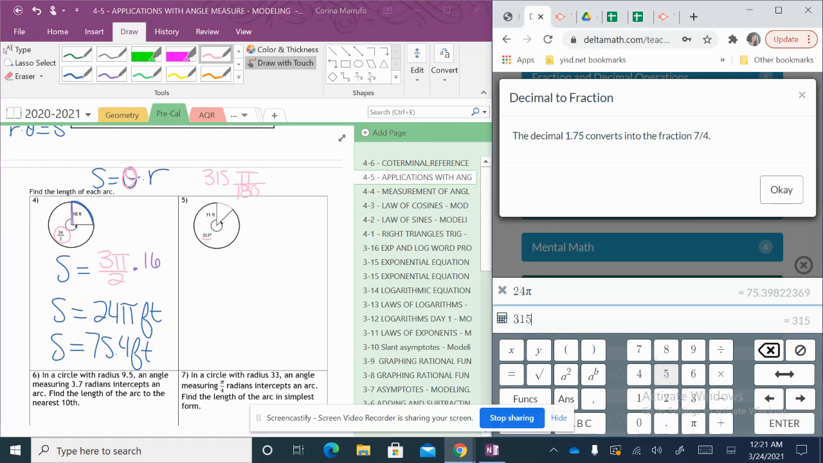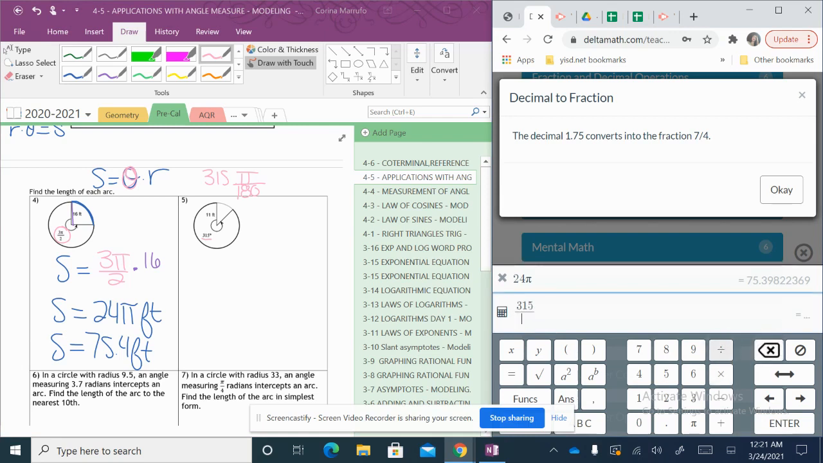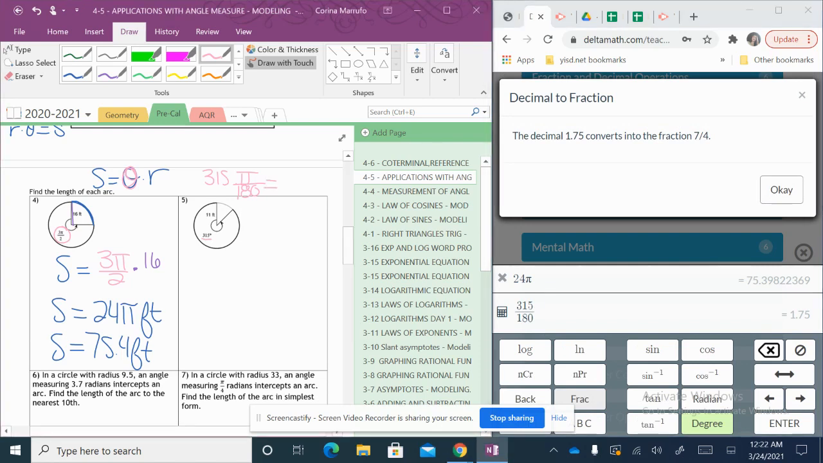So 315 divided by 180. Okay, remember, since we're leaving it in terms of pi, we do not put the pi in the calculator. So 1.75 changes into 7 pi over 4. And then we go ahead and just put the pi back in there. All right, so then from there we have our angle, which is theta. So 7 pi over 4.